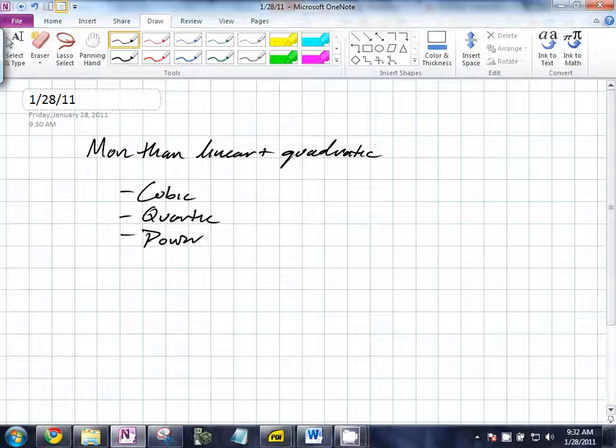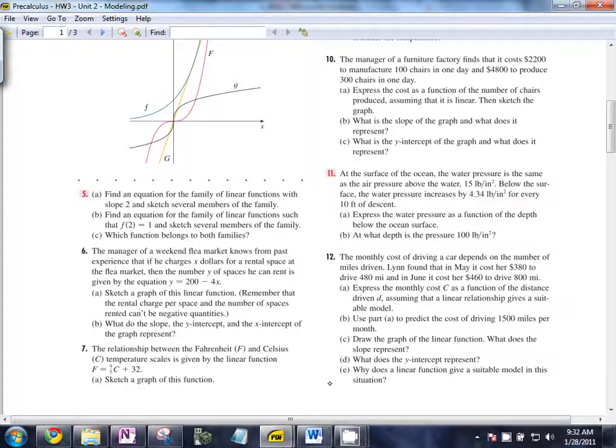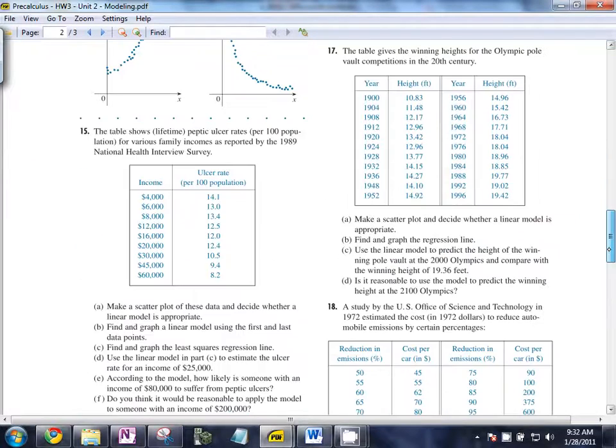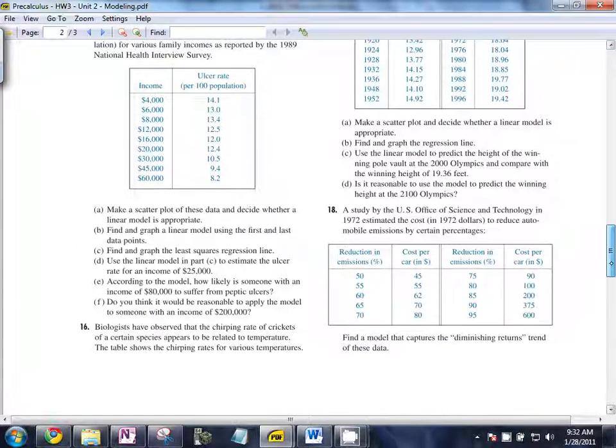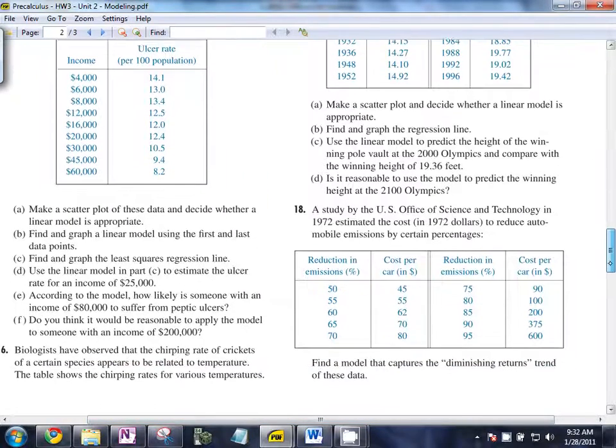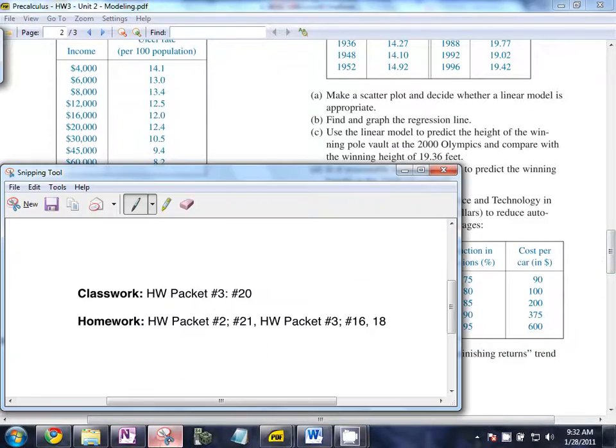looked at yesterday. Are there any specific ones from the homework that you'd like to talk about? Any specific ones? Raise your hand and ask. Let's go. Justin, which number? 18. On which homework packet? Homework packet 3. Sure. So 18 here. What does it mean by diminishing returns?